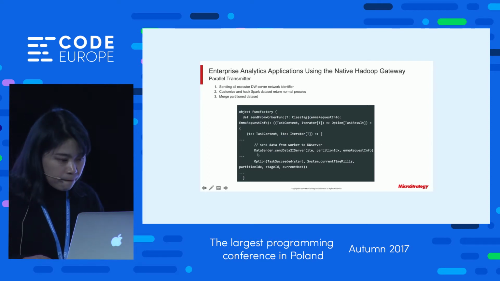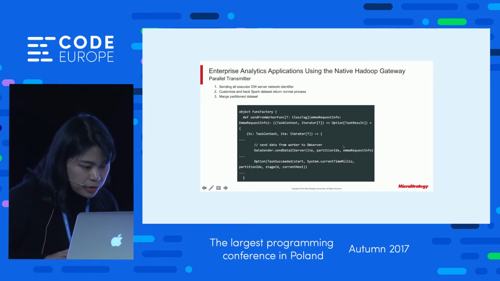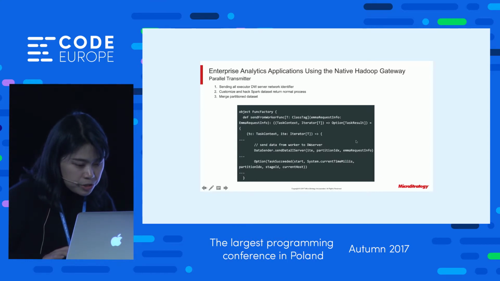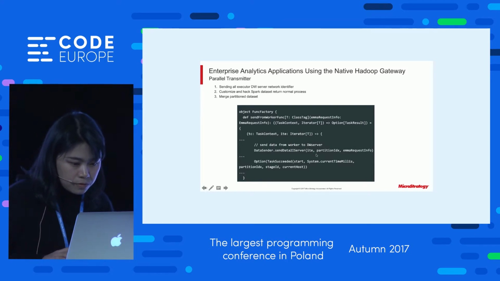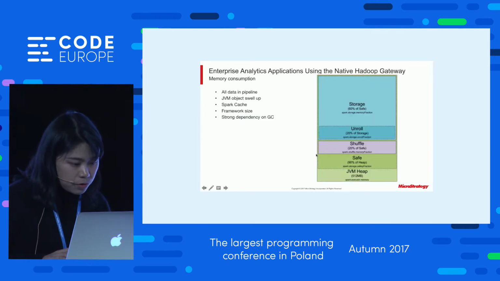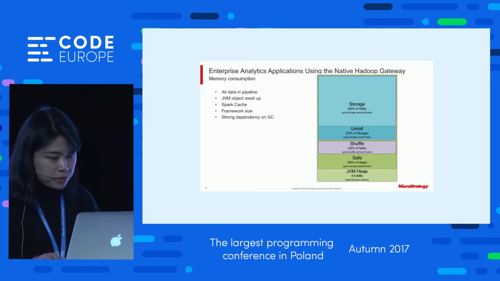And this is what the function object looks like. It's really obvious that we are using a data sender to send the data set result and the partition index to the server. MSTR request info is actually the MSTR server's network IP or port, something like that. That's how we implement the parallel transmitters.